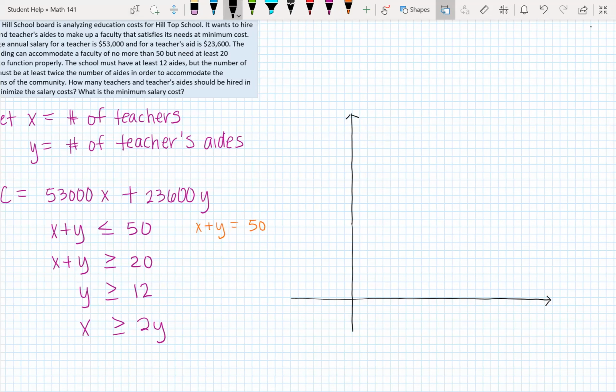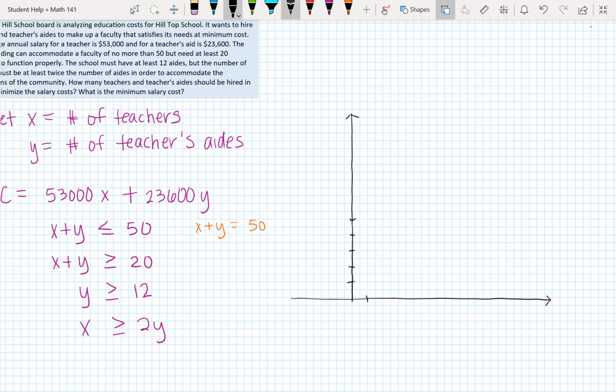Let me count this off by, let's see, would 10s work? Yeah, probably. Let's go 10, 20, 30. Oops. Okay. 10, 20, 30, 40, 50.